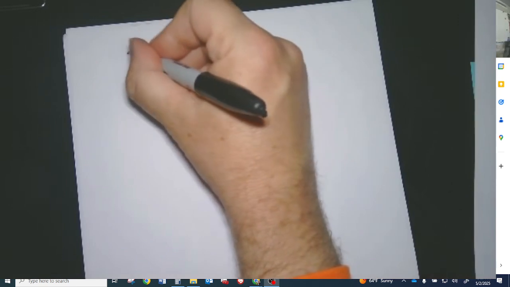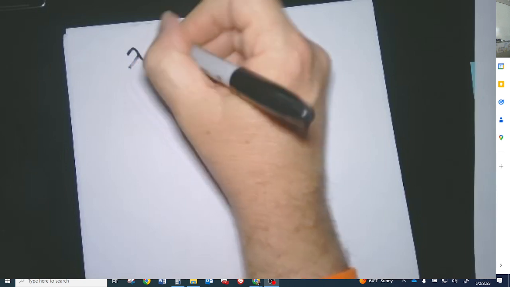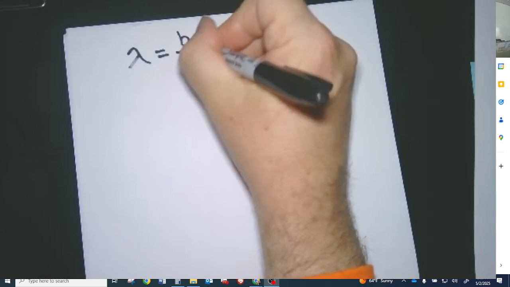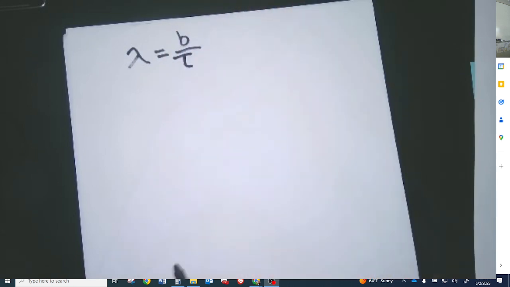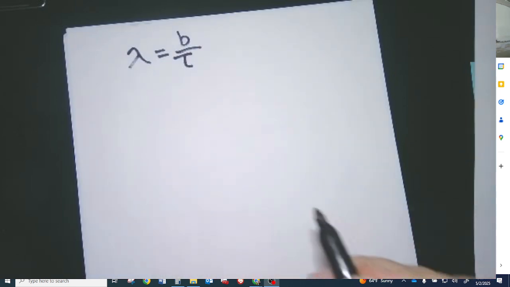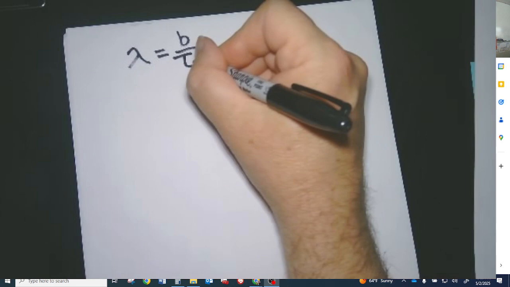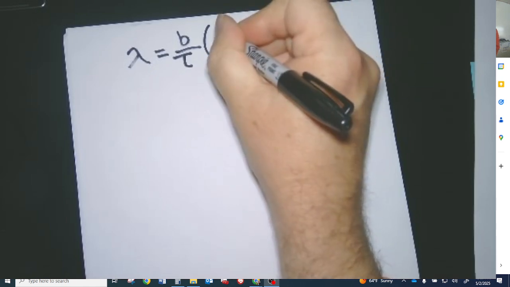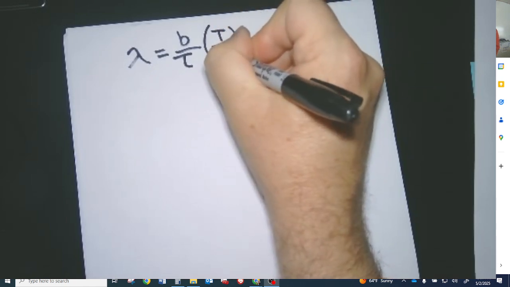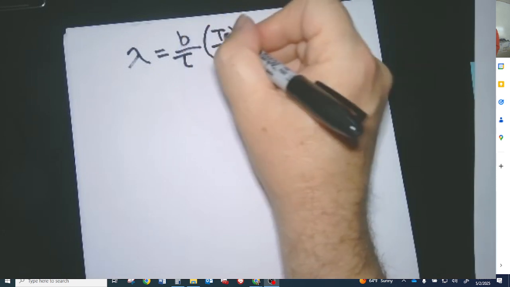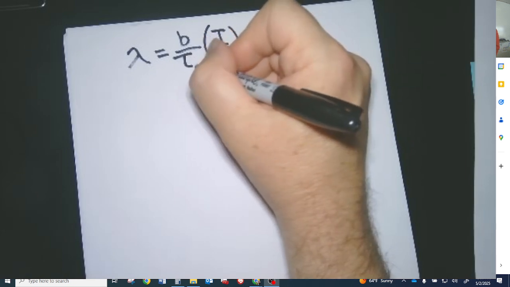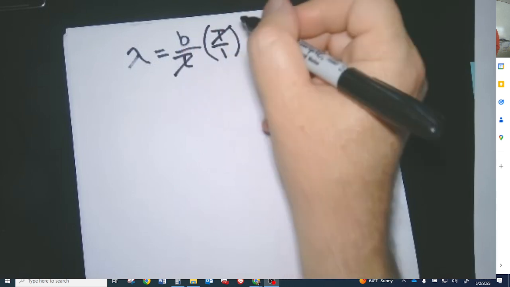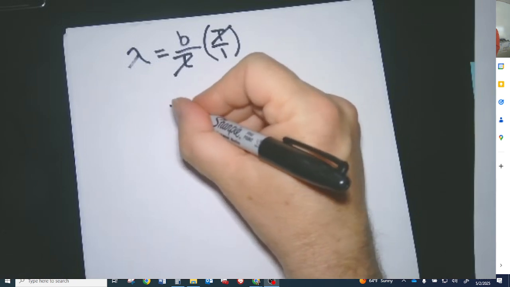Well, if we have the wavelength equals the beta over the temperature, how do I get the temperature to say temperature equals something? Well, the first thing I want to do is get that temperature out of the denominator and into the numerator. So I'm going to multiply temperature over 1 by this. That comes out to be beta times temperature divided by 1. Well, if temperature is in the numerator and the denominator, they cancel each other out, and that's going to leave just beta.